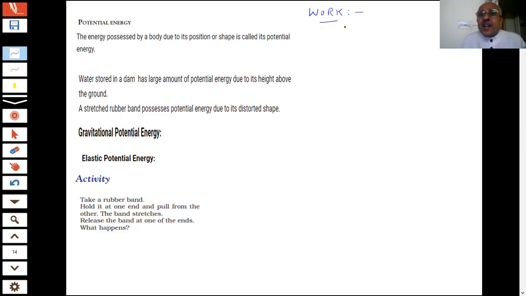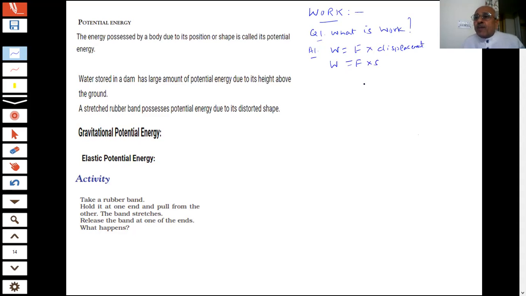What is work, student? This is a question to you before I begin my session. What is work? Tell me. What answer are you giving? You said work is defined as force into displacement, right? Yes, sir. That means force into distance.